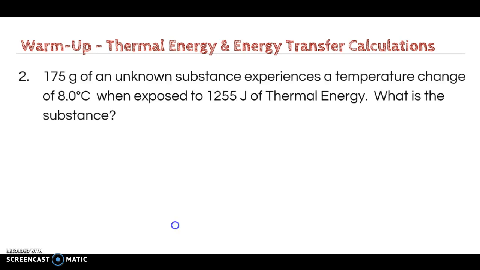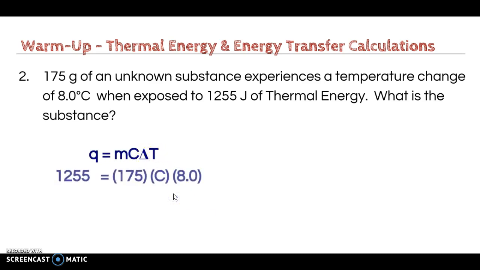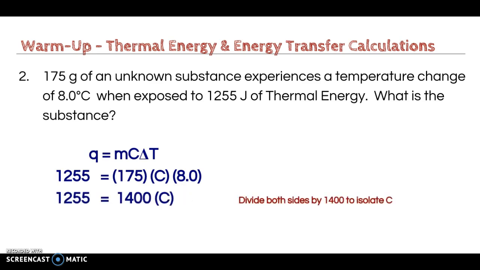And so continuing to work on this problem, I've got my formula. Again, I haven't broken down my T2 and T1 because I'm just going to straight up sub in that 8 value there, at 8 degrees. So subbing everything in and isolating C by dividing both sides by that 1400, which is the product of 8 and 175, and dividing that out. So now that I have my C value, I need to go ahead and reference my table of specific heat capacities and see if there's any value that is close to this 0.896.